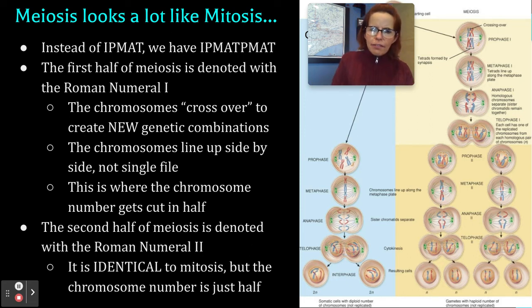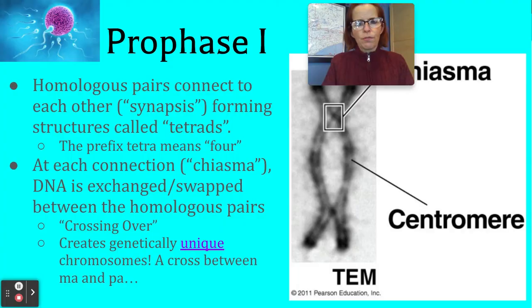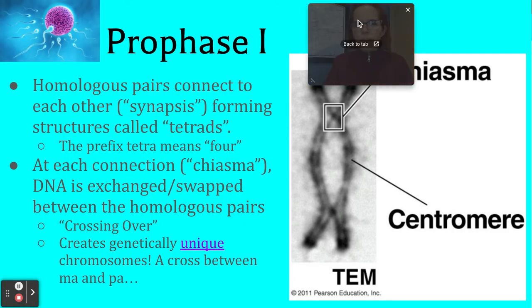The second half of meiosis is denoted with the Roman numeral 2, and it's identical to mitosis, but the chromosome number is halved already. So we have haploid cells already. It'll all start to make sense as we go. So here's a closer look at meiosis 1. We're going to move across the screen this time. So you've got prophase 1, metaphase 1, anaphase 1, and telophase 1. So let's take a deeper dive into prophase 1.